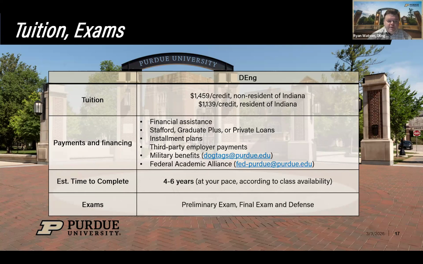Payments and financing. So financial assistance is a bit of a broad umbrella term that we would use to really cover a lot of different things. One is Stafford loans, Grad Plus loans, or private loans. These are typically in the federal or the private space. We would ask that you look these up with our financial aid division. Typically, they can give you the most accurate information.